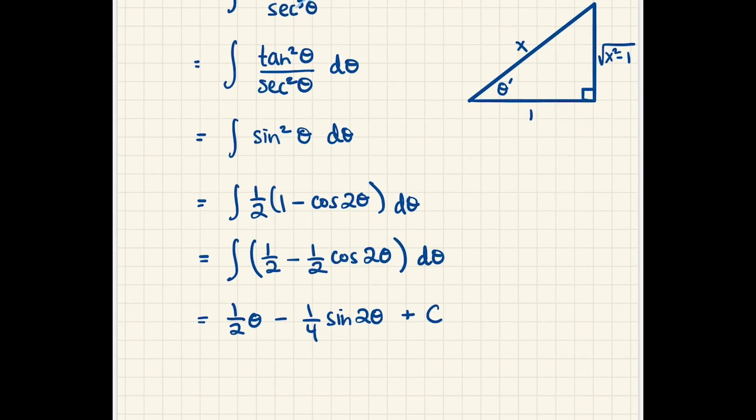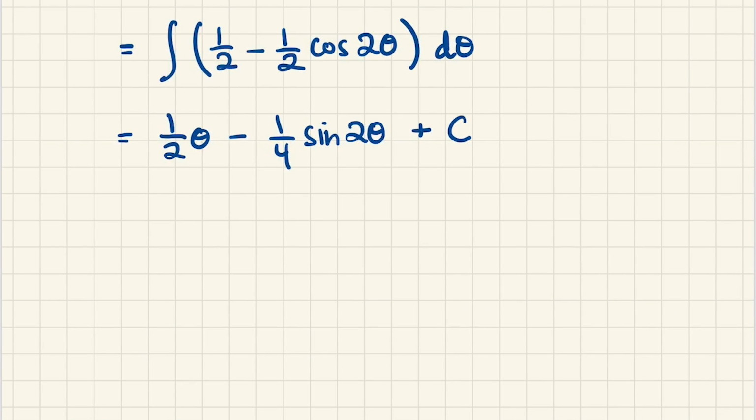The problem with this particular expression is that we do not have a triangle with 2 theta. That's a completely different angle. We only have the triangle with the original theta. So for this type of situation, we're going to need one more trigonometric identity, and that's the double angle identity for sine.